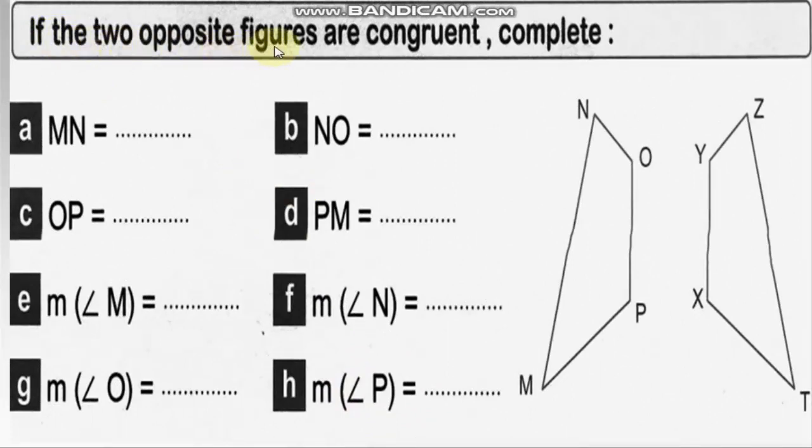If the two opposite figures are congruent, complete. MN equals, we have here MN equals TZ. Letter B, NO equals YZ or ZY. Letter C, OP equals YX or XY. Letter D, PM equals XT or TX.